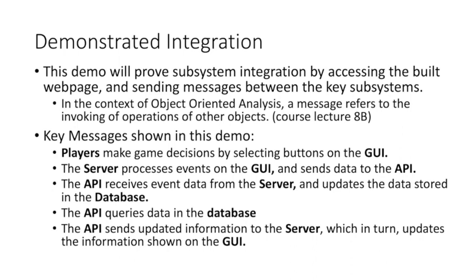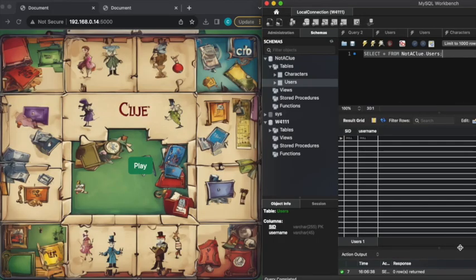The key messages to be shown in the demonstration are the players selecting options on the GUI, the server processing GUI events and triggering API calls, the API receiving information from the server and storing processed data in the database, the API querying information from the database, and the API sending information to the server to be updated on the GUI. So moving on to the demonstration portion of our presentation.